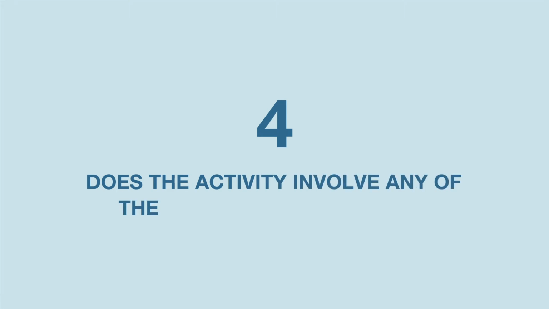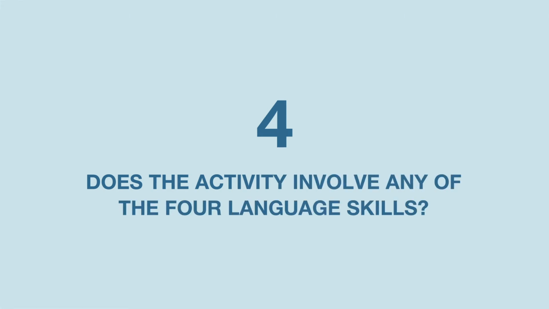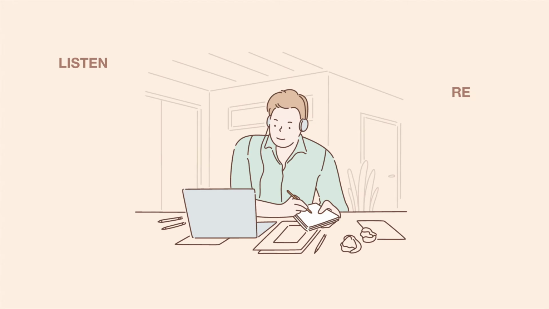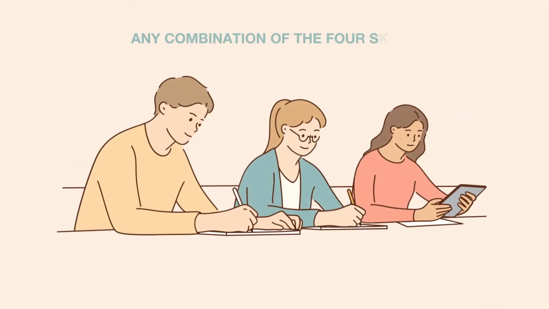Question 4. Does the activity involve any of the 4 language skills? A task should require learners to listen or read the text and show how they understand it, produce a text, oral or written, or combine receptive and productive skills. Remember the topic we have seen before with the language skills.